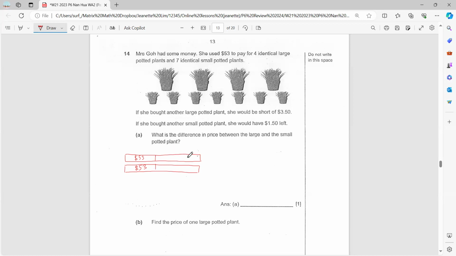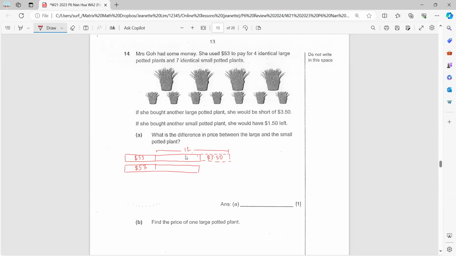So imagine this is the amount of money left. In the first scenario, if she were to buy another large one, she would be short of 350. This is her money. 350, is it part of her money? No, because she's short of 350, which means that you need to add on. It is not part of her original money. You have to add on 350. So I'm going to use dotted lines. Add on 350. This is what she needs if she wants to buy one more large.